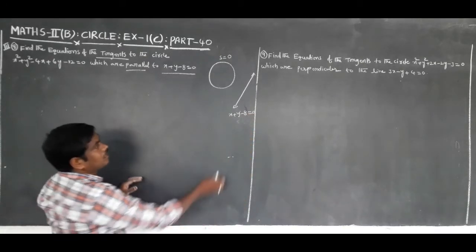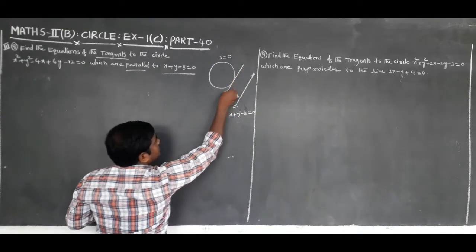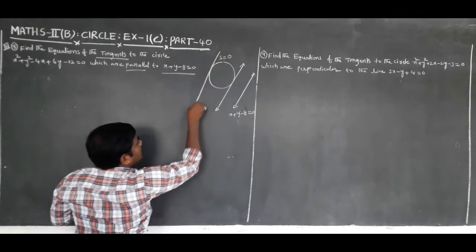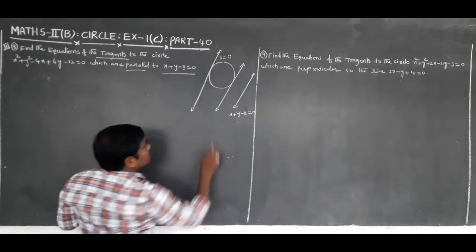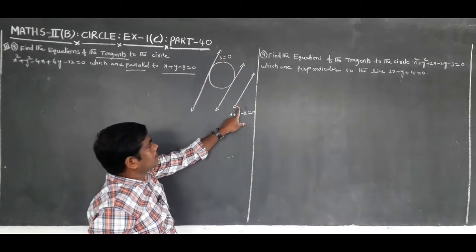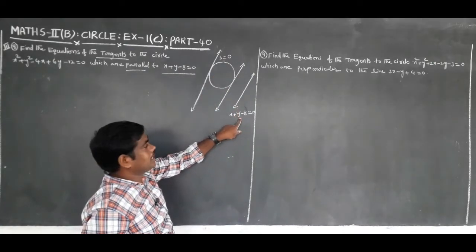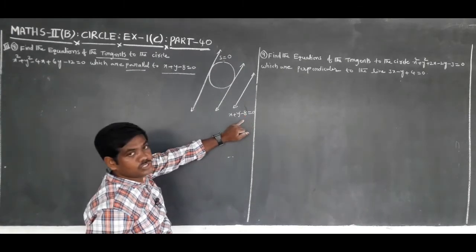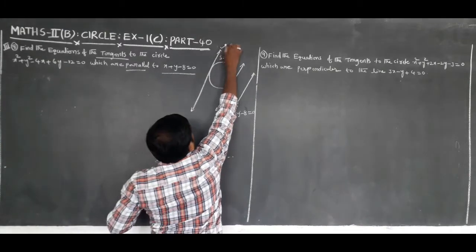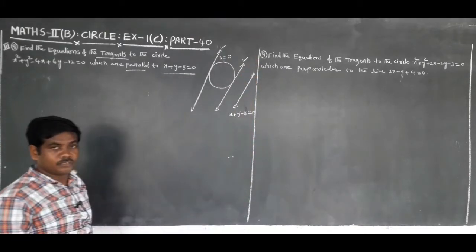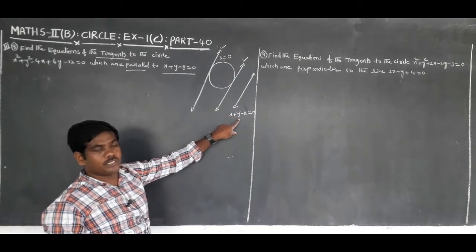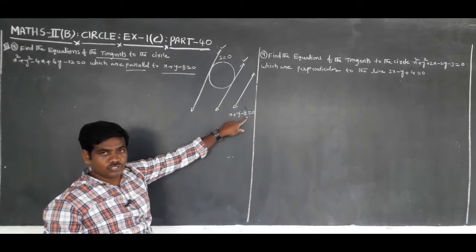Here, find the equation of the tangents. This is the first tangent. This is the second tangent. Find the equations of the tangents to the circle which are parallel to the line x plus y minus 8 is equal to 0. Here we find the two tangents, 1 and 2.